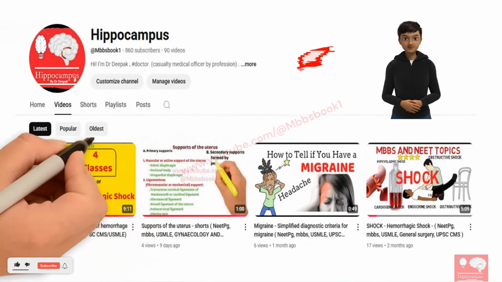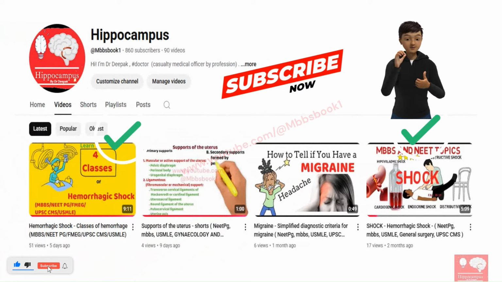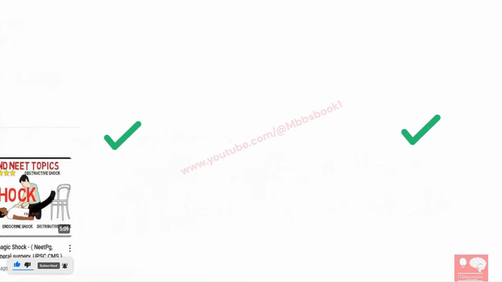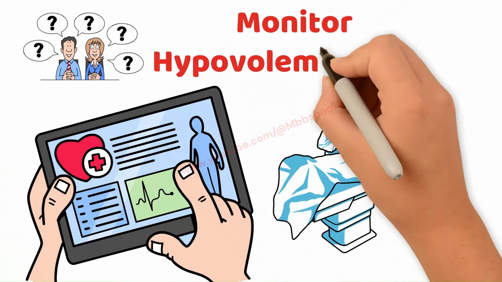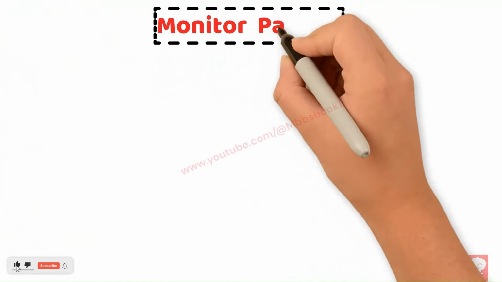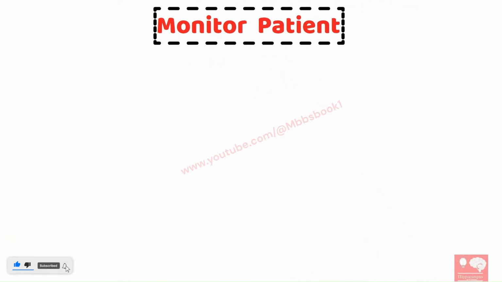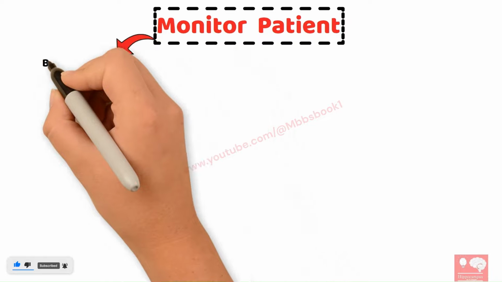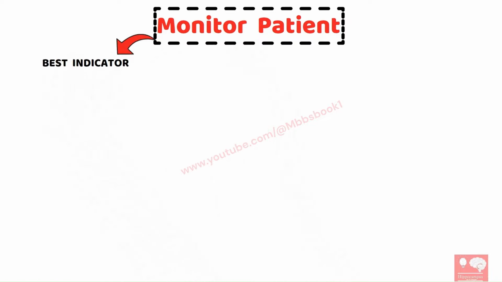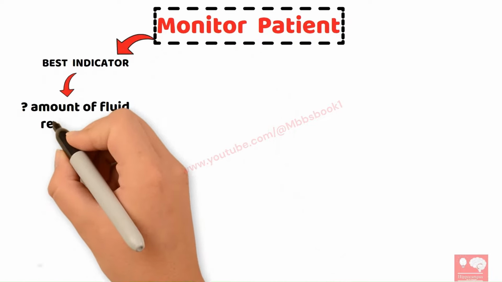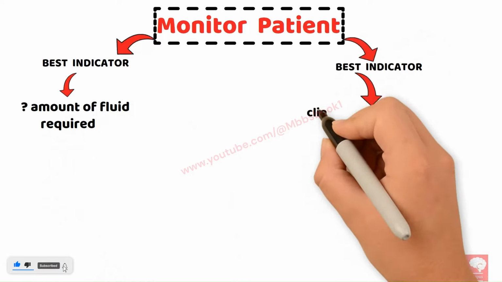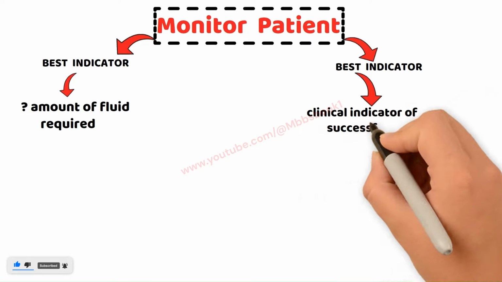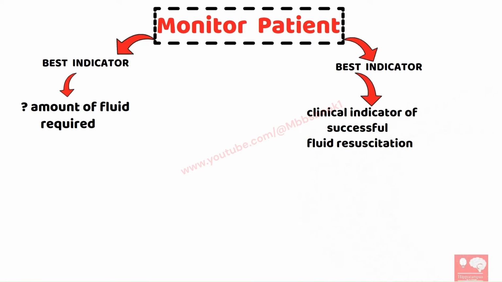In the last lectures, we have discussed the classes of hypovolemic shock. Now, how do we monitor a patient with class 3 hypovolemic shock? That's a very important concept for us to understand. There are two important points we need to know. First is the best indicator to determine the amount of fluid required in shock. And the second is the best clinical indicator of successful fluid resuscitation in shock.